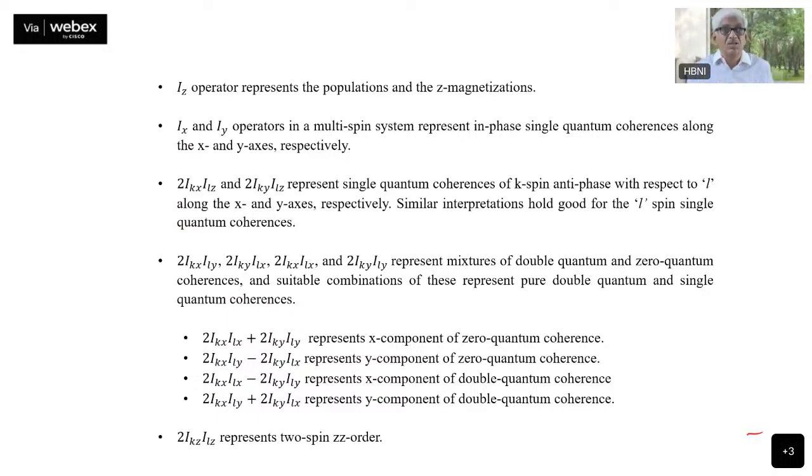Okay. So this is the slide which I showed last time also. What we are doing here is we are trying to understand the product operator formalism to describe the density operator. Density operator can be used to describe all kinds of situations, equilibrium and non-equilibrium situations. This slide is showing you the product operators for a two-spin system.